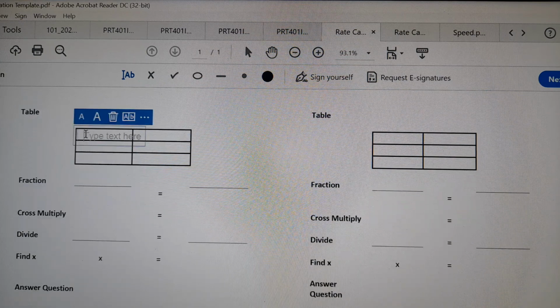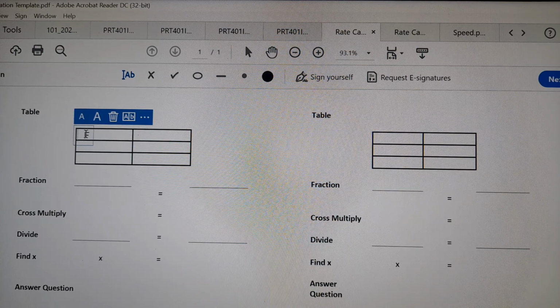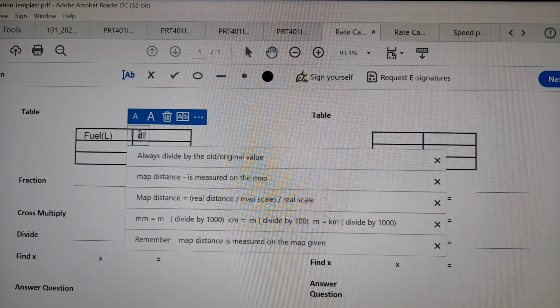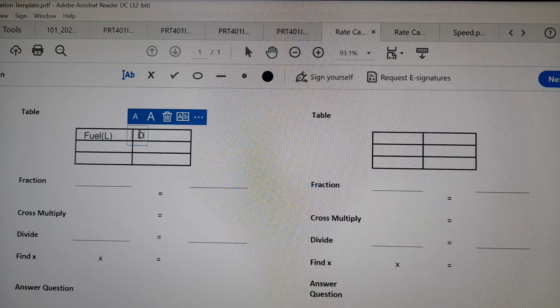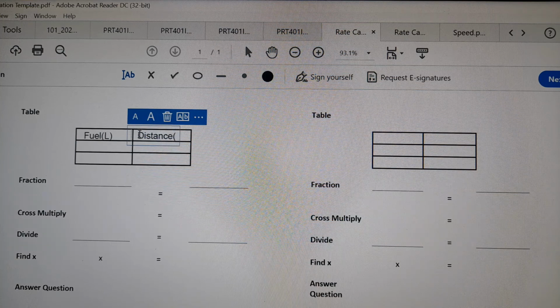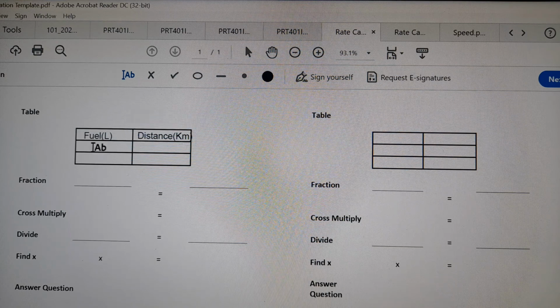So now on the first column, you have fuel in liters. You write your units in brackets. Number two, you have distance in kilometers. So you see what I mean by item and units. Item and units. Now my fuel, they told me in the question.